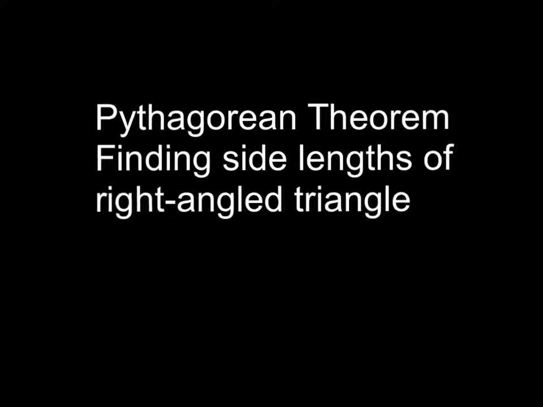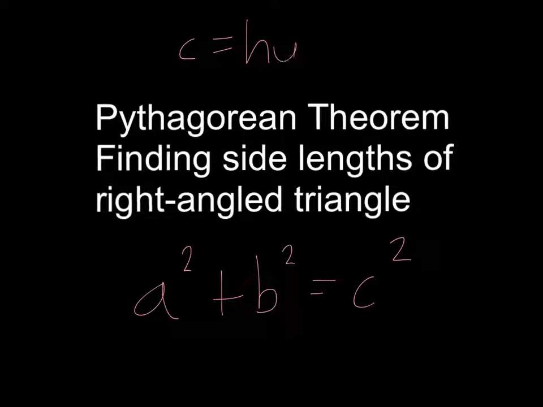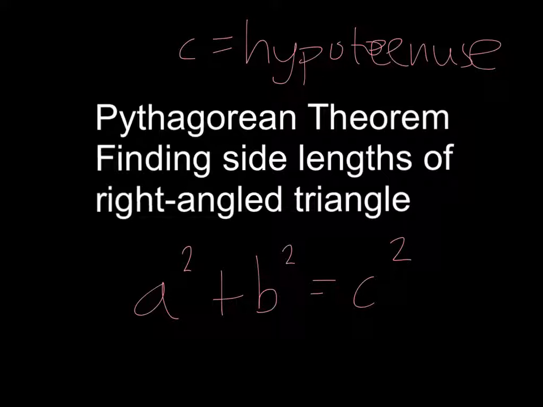This video will look at finding side lengths of a right-angled triangle using what we call the Pythagorean Theorem, and that is a squared plus b squared is equal to c squared, where c is equal to the hypotenuse, which is the longest side of the triangle. We'll show that in a second.